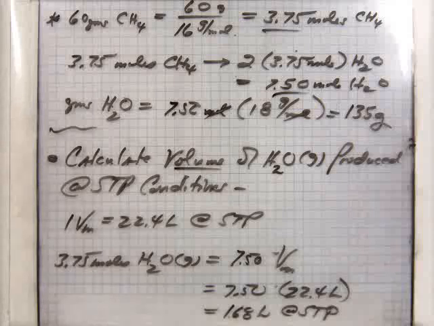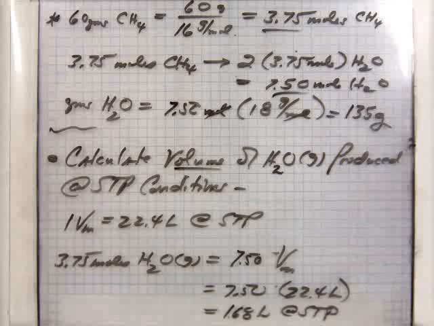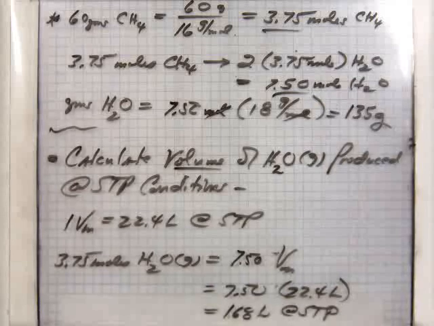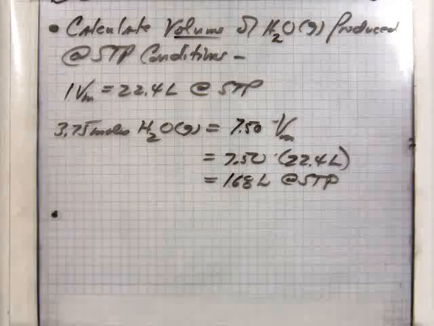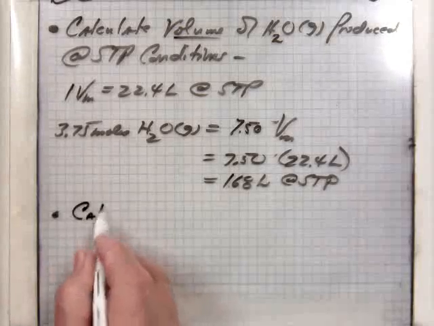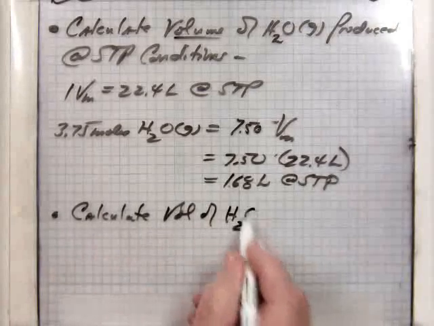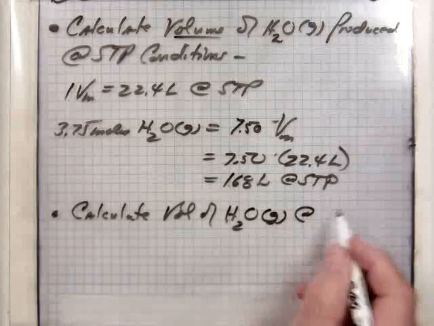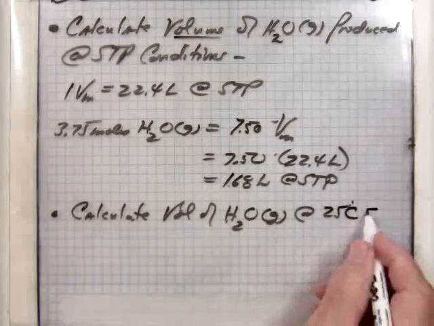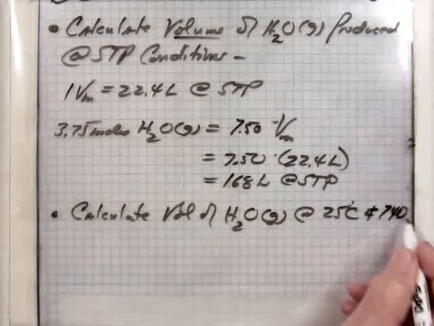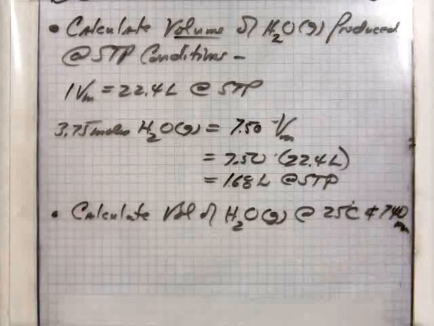Now, what do you do if you're not at standard conditions? This kind of reaches over into the gas laws, the Boyle's law and Charles' law kind of thing. So let's work this problem out in terms of non-standard conditions. So I'm going to add another one. So let's calculate the volume of H2O gas at 25 degrees Celsius and 740 millimeters of pressure. Okay.